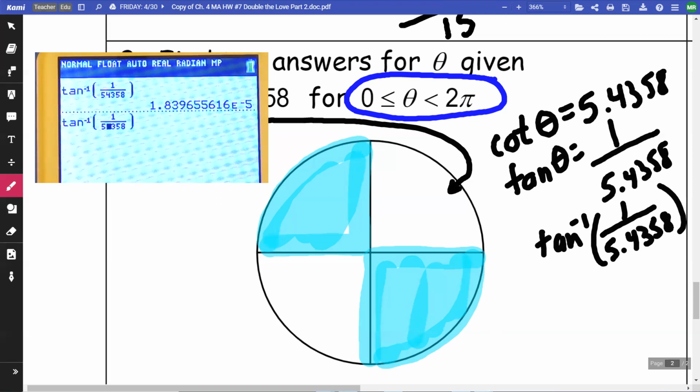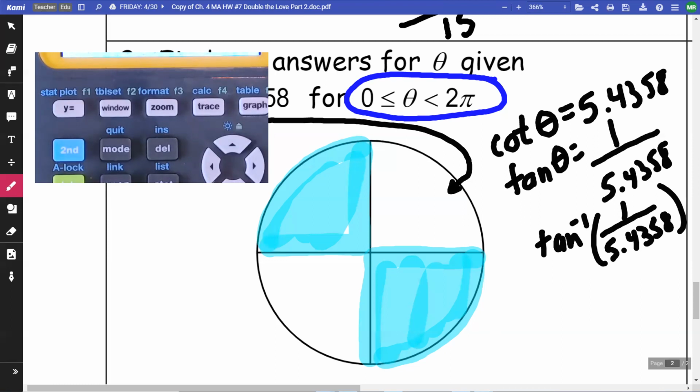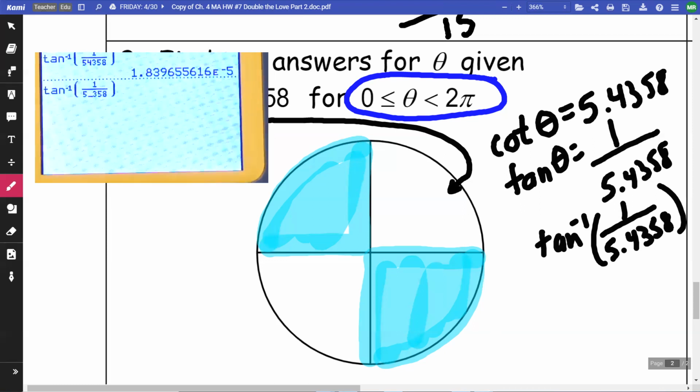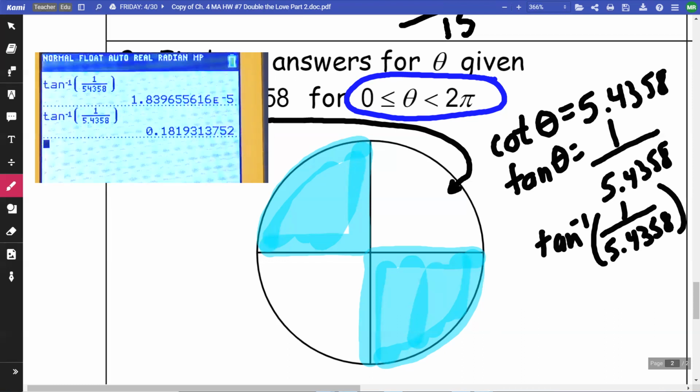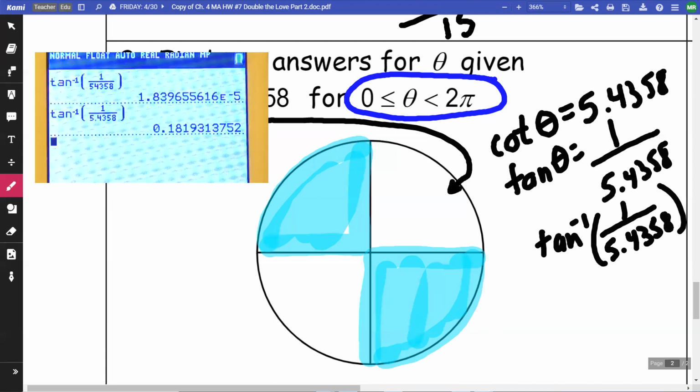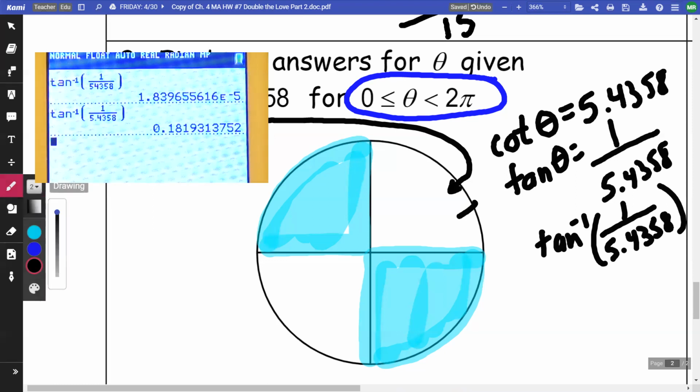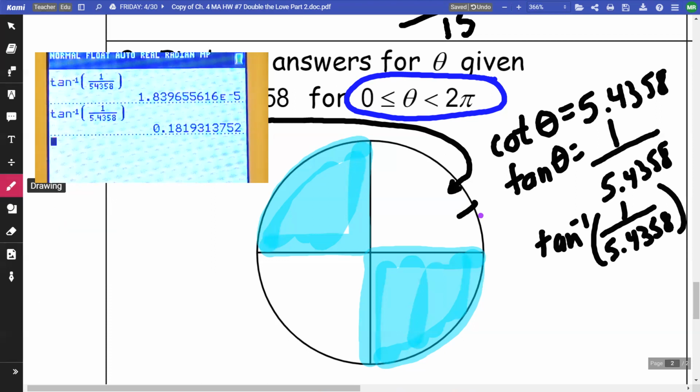Oops, I forgot to put in my decimal. If I want to insert something, there is on this delete button the word INS, which means insert. So I go to where I want to insert in front of, and I hit second and this, and then I can just type in without having to retype. Okay, so I get 0.1819. Let me do it in a different color so we can see it. I'll do it in purple. 0.1819 radian.